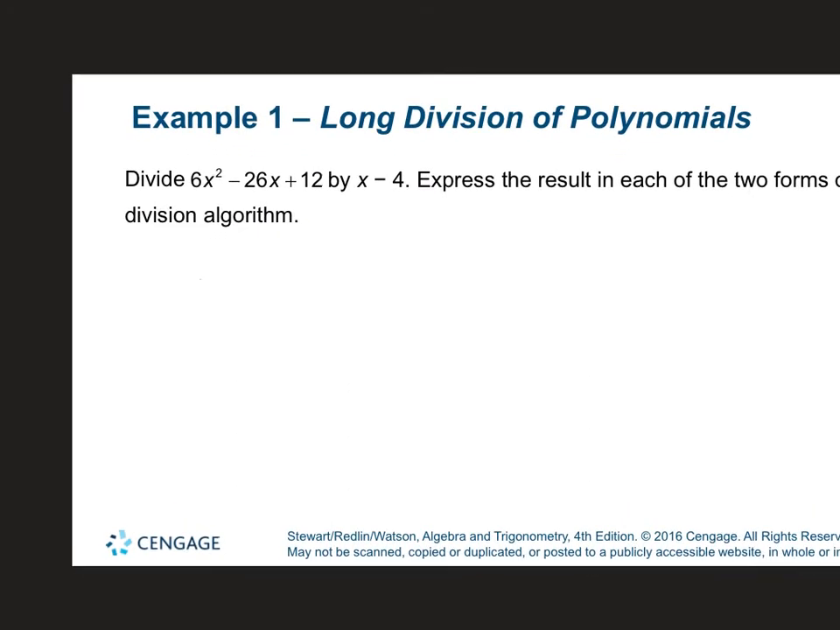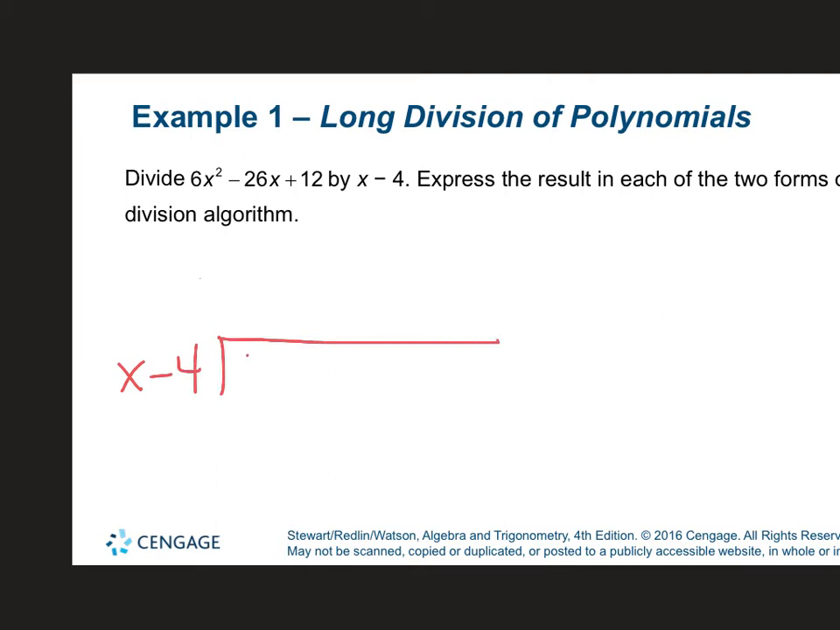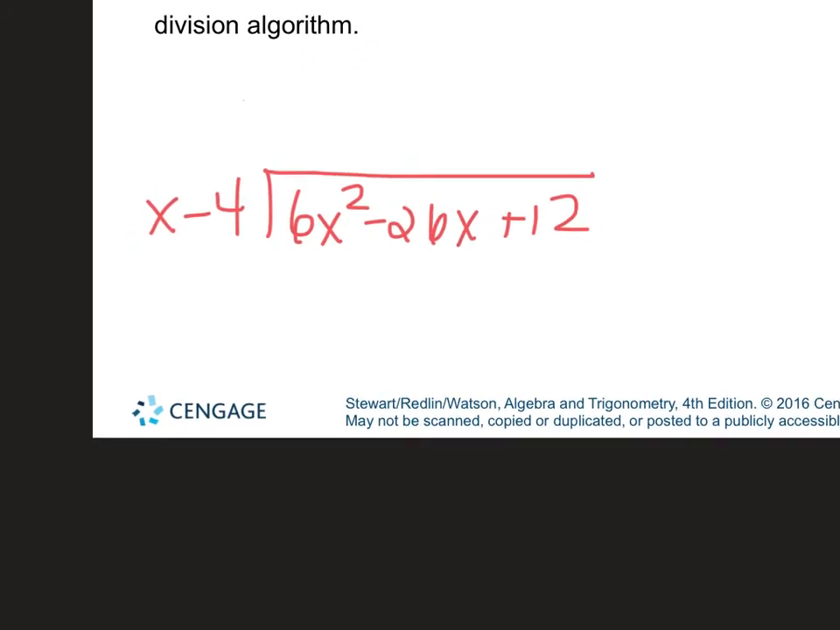When you read this, it says 6x squared minus 26x plus 12 divided by x minus 4. So the x minus 4 goes on the outside. On the inside, 6x squared minus 26x plus 12. Okay, we got to make sure that every space is accounted for underneath our division bar. So it says 6x squared, then you have an x, then you have a constant. So that's that way that you guys need to make sure that it's like that all the time.